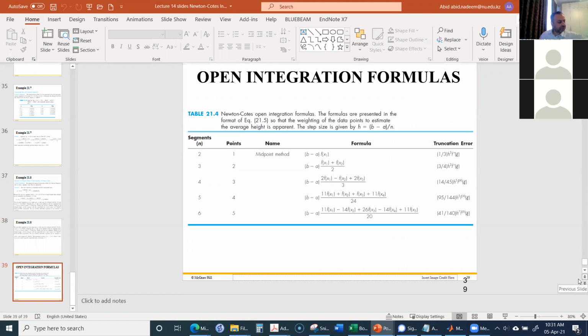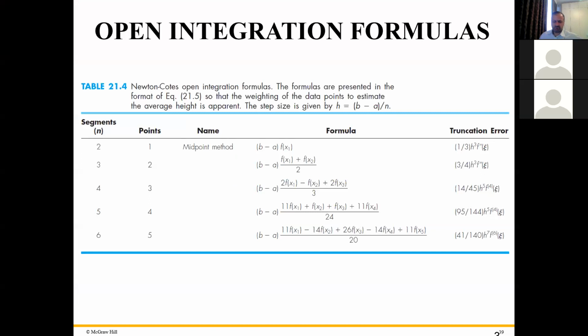So these were the closed integration formulas. So trapezoidal rule, both the variations of Simpson's rule, these were the closed integration formulas. There are other formulas as well, which are called the open integration formulas. In the open integration formulas, the integration formulas have limits that extend beyond the range of the data.